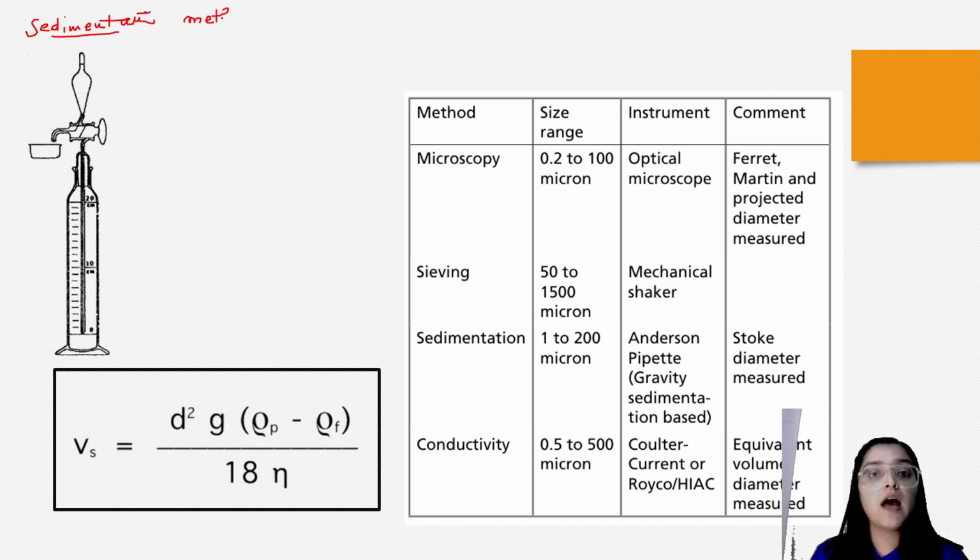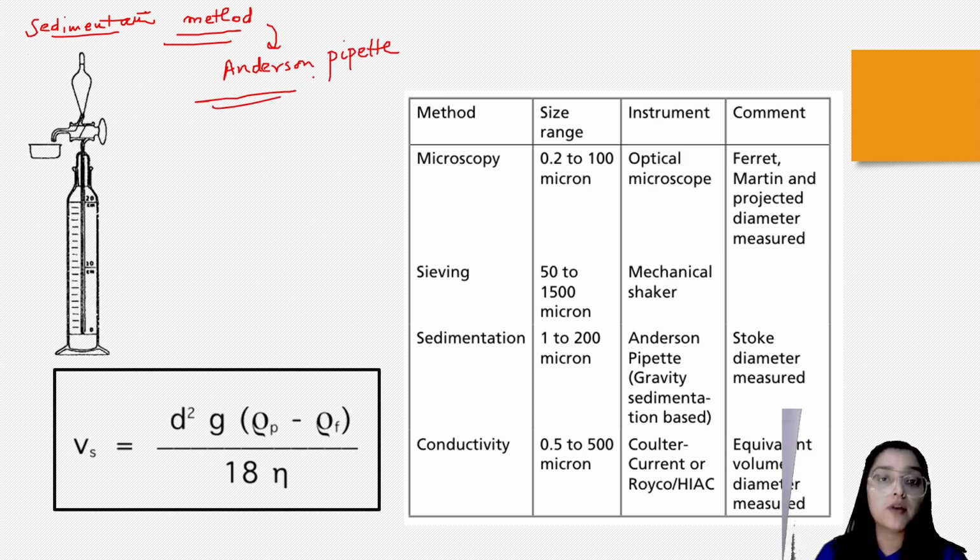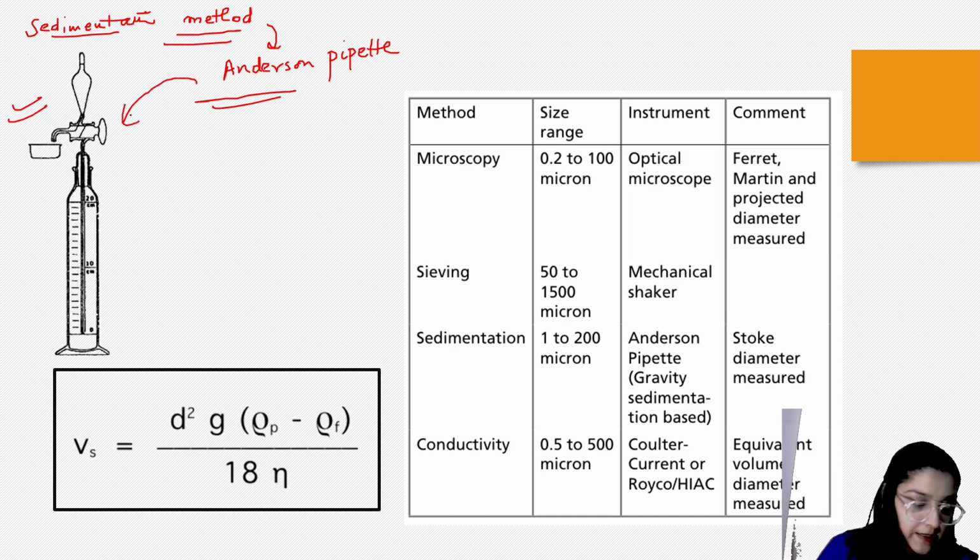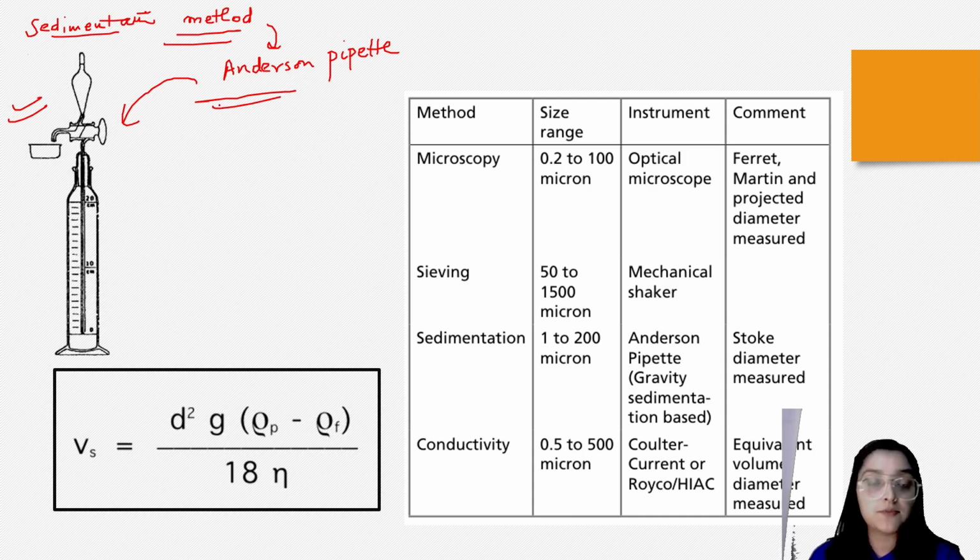Okay. Now, in case of the sedimentation method, you should know there is the Anderson pipette, which works based upon the sedimentation of particles. Here you can see the Anderson pipette. This works based upon the sedimentation of the particles, right? You need not go into the depth of it. You just need to memorize the apparatus and this very important equation below.